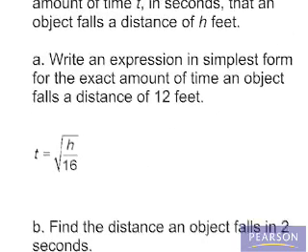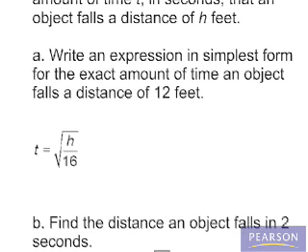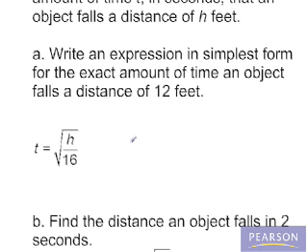So for Part A, write an expression in simplest form for the exact amount of time an object falls a distance of 12 feet. Here we're being told the height, and we want to solve for t. So substitute 12 in for h. We have the square root of 12 over 16. And we do not want to convert this to a decimal because we are being asked for the exact amount of time, not an estimation or an approximation.